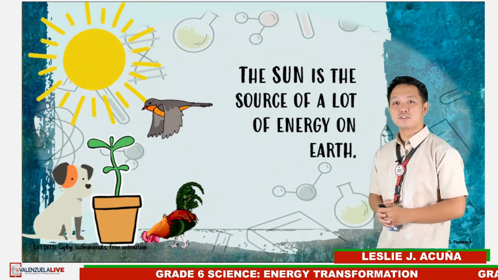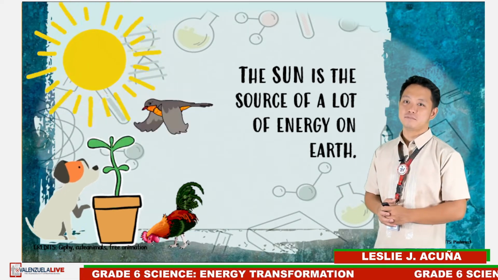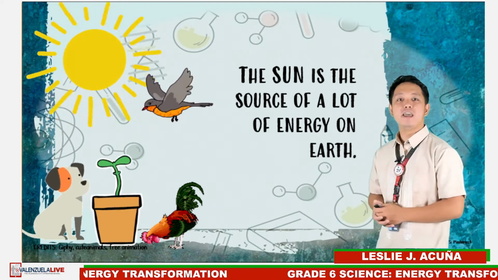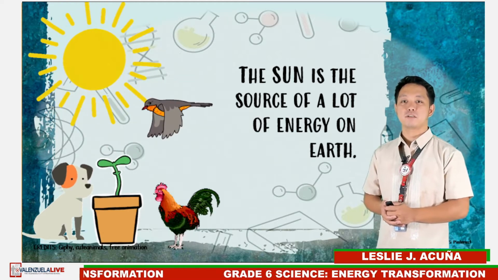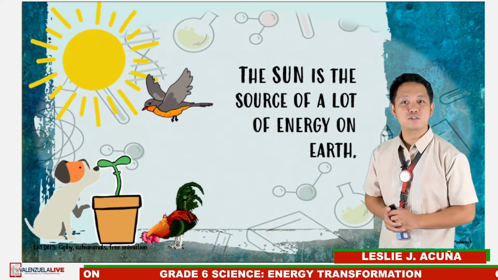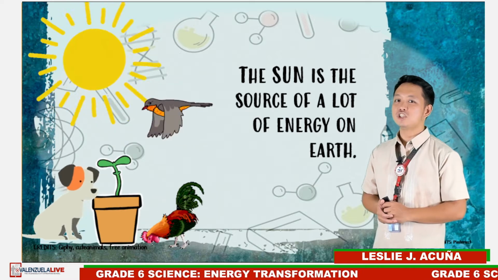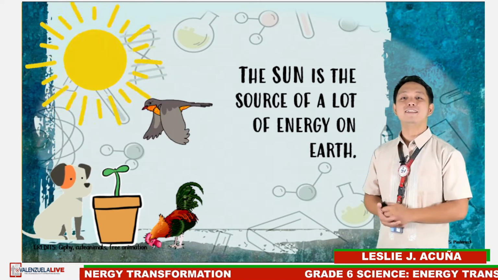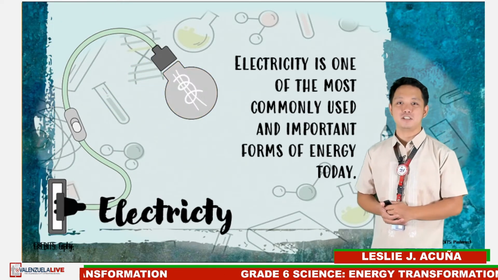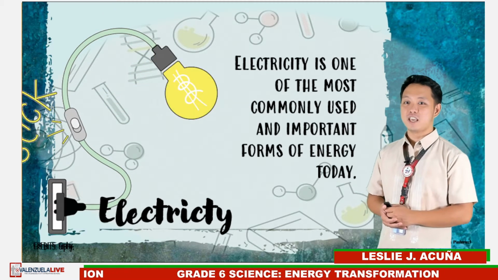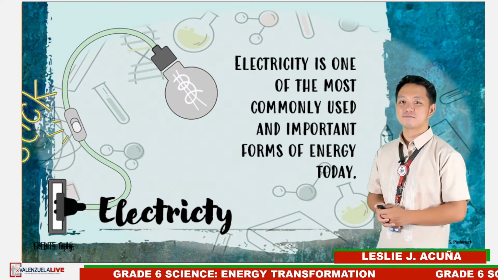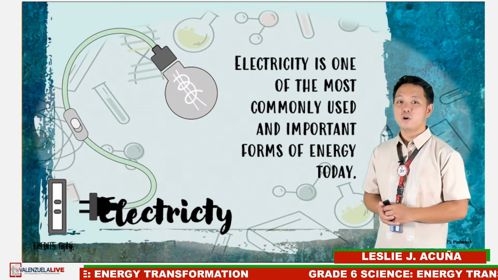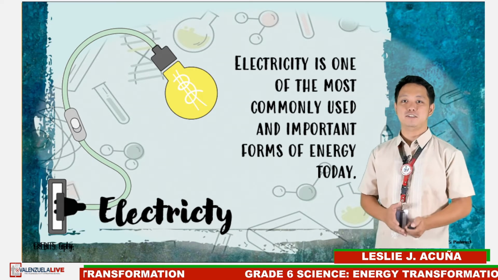Plants use sunlight to make their food. Then people and animals eat plants and get energy from them. People also eat animals, which eat the plants. While electricity is a form of energy that we commonly use every day, it is a form of energy that can flow from one place to another.